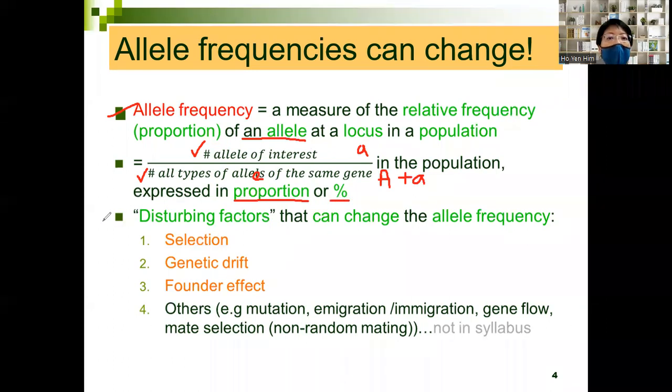Okay. Now, just now we talked about the disturbing effect. These are actually the factors, the incidents, the events. So that's called the disturbing factors from the environment. So what are the disturbing factors from the environment that can change the allele frequency of a population? Selection, which is natural selection and artificial selection. We have not learned artificial yet. We have learned natural selection. Okay. Genetic drift, founder effect, as well as many other factors which are not in the syllabus.